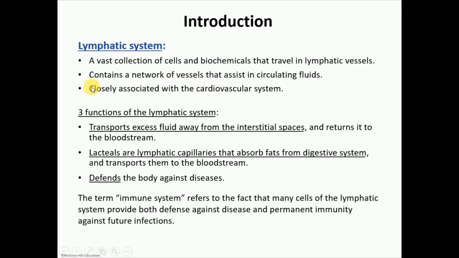There are actually three different functions of the lymphatic system. It'll transport the excess fluid away from the interstitial spaces, and like I said, we are now going to call it lymph once it gets into the lymphatic capillaries. The lymphatic capillaries that are found in the digestive system are known as lacteals, and those help in the absorption of fat and fat-soluble vitamins. It also helps in the defending of the body against different diseases, so it is considered a part of the immune system.